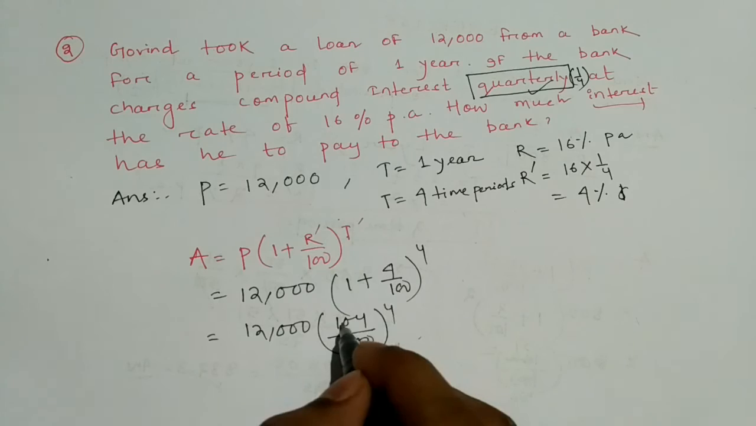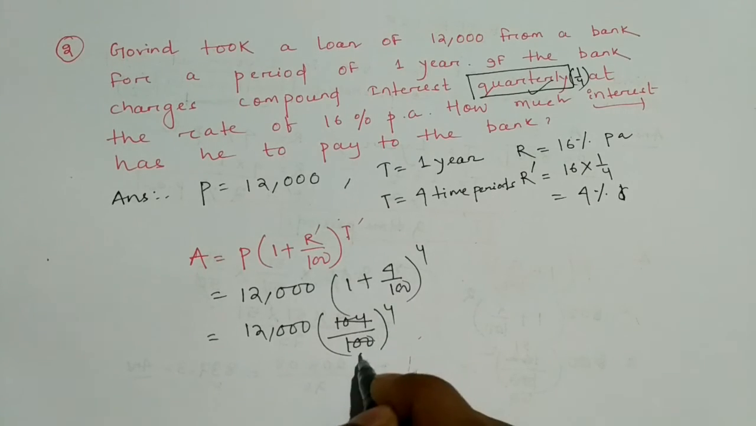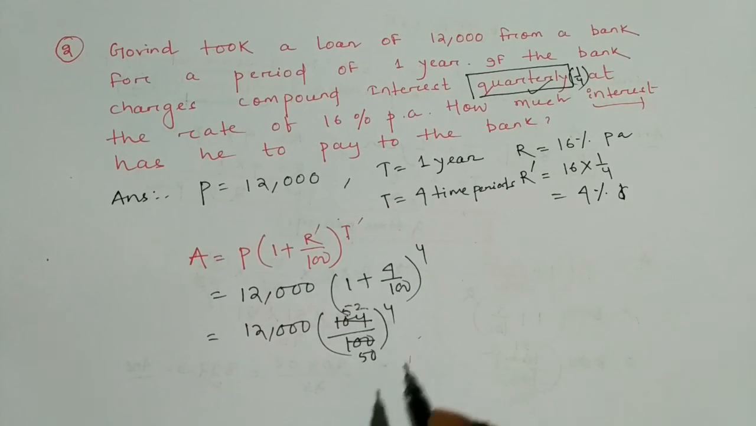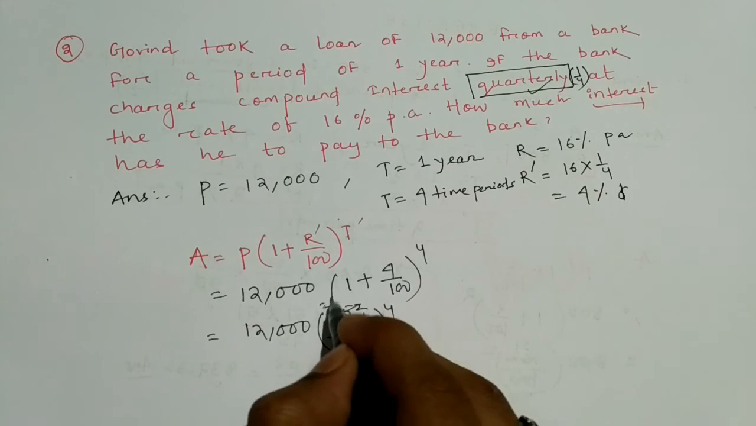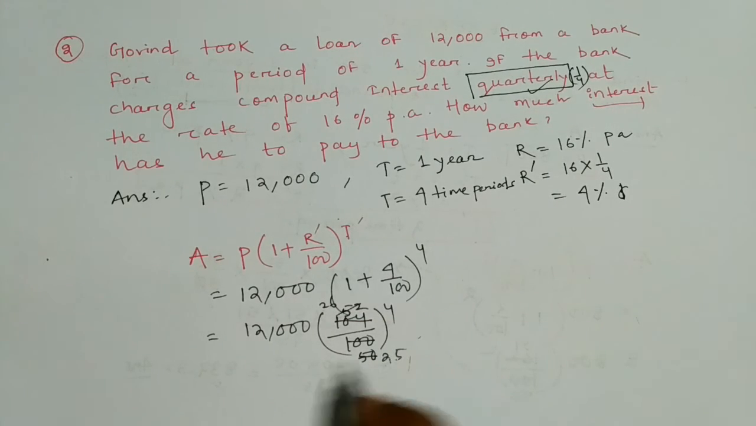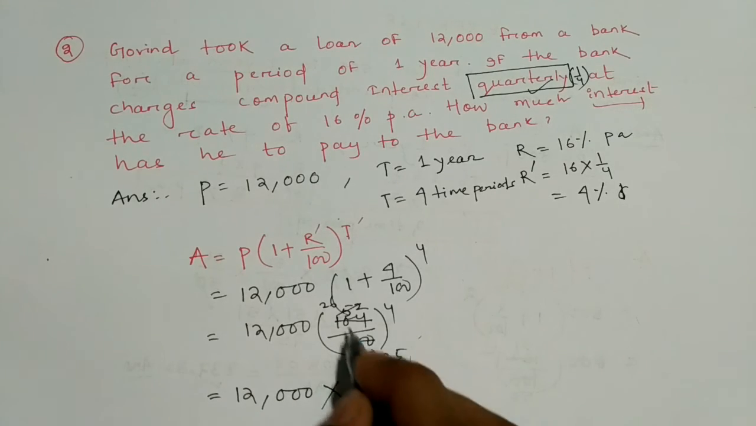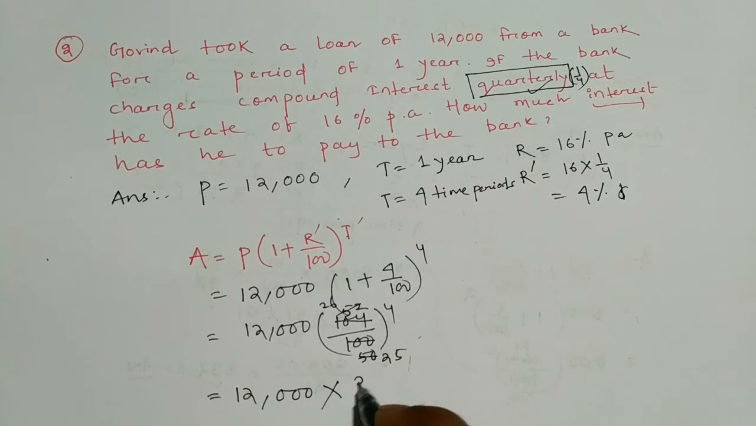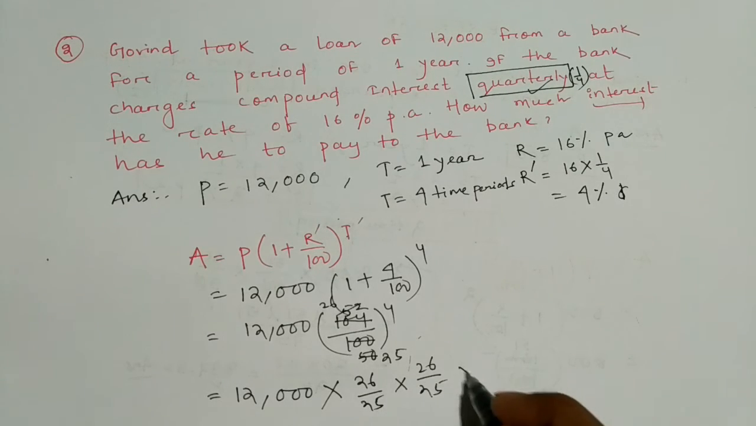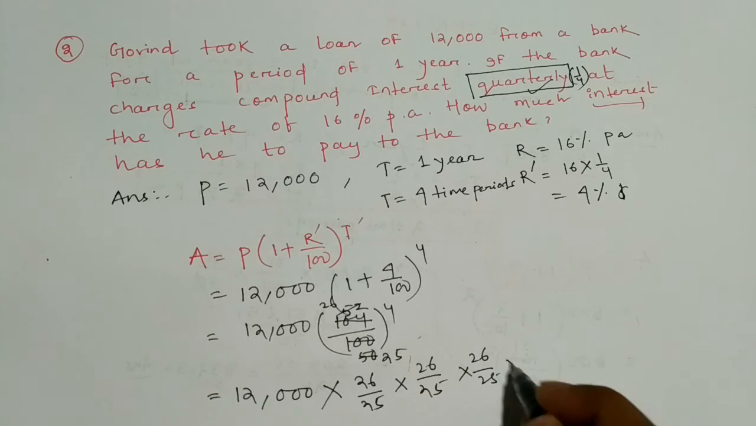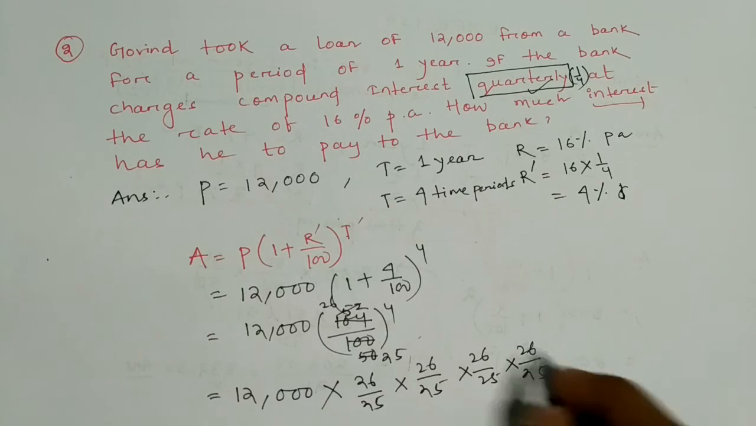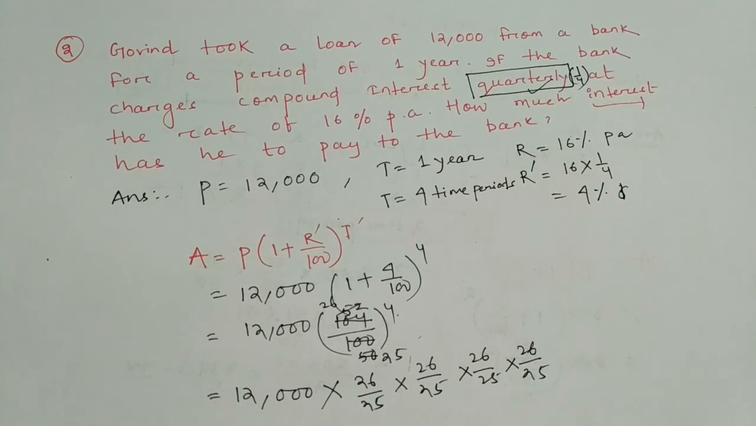Okay, so it will cancel out: 104 by 100 is 26 by 25. So it will be 12,000 multiplied with 26 by 25. The power 4 means what? 26 by 25 into 26 by 25 into 26 by 25 into 26 by 25, because the power is 4 here.